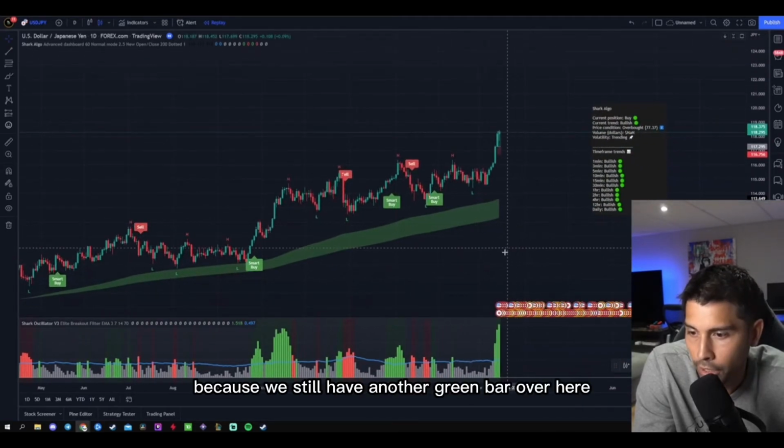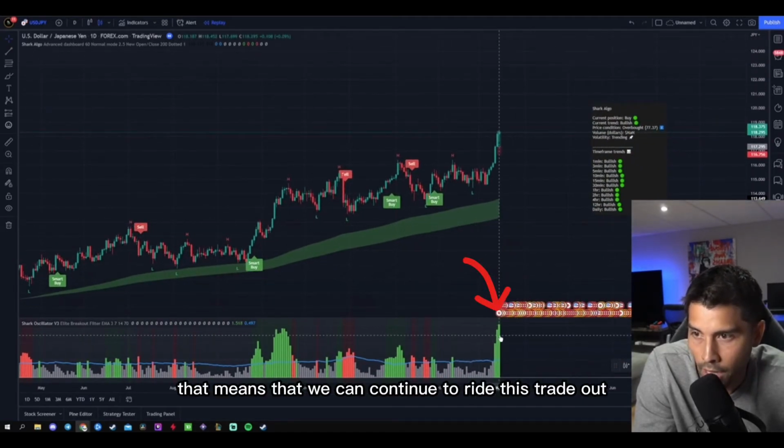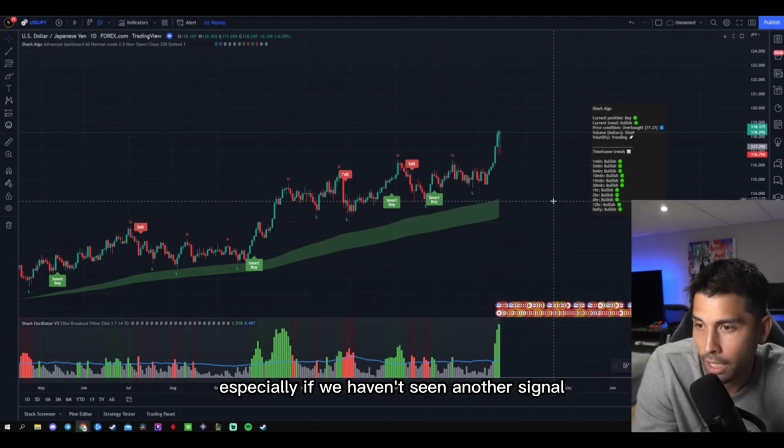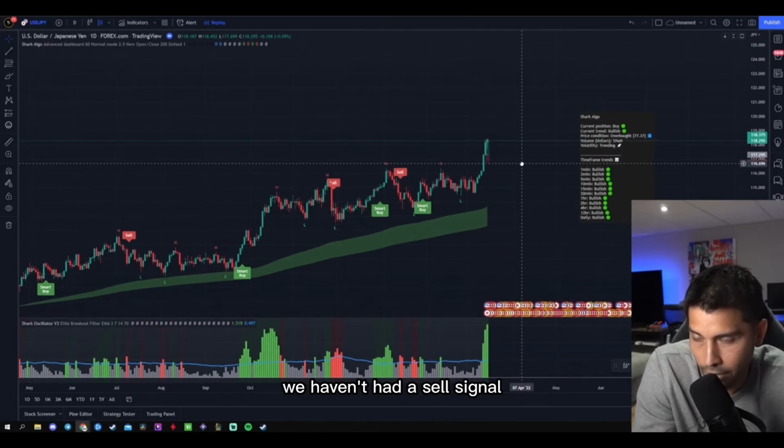And then from there, guys, because we still have another green bar over here, that means that we can continue to ride this trade out, especially if we haven't seen another signal that generated anywhere, right? We haven't had a sell signal.